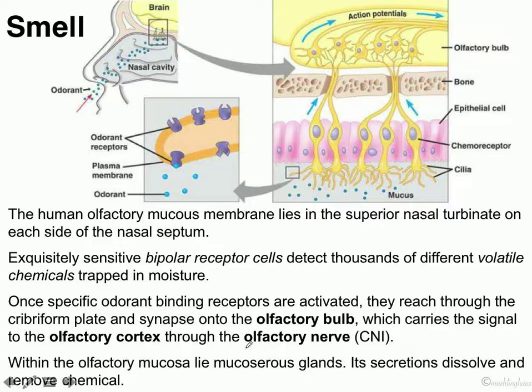And the smell mucous membrane lies in the upper nasal turbinates on each side of the nasal septum. That's the upper nose, top of the nose. You got these cells that actually come down through the cribriform plate. Remember that? Cribriform plate, and there's the epithelial cells, and then the nerve cells reach down, and these cilia, these hairs again, pretty much, they're actually bipolar cells here. That's the second place we have bipolar cells. And they pick up volatile chemicals that are trapped in moisture.